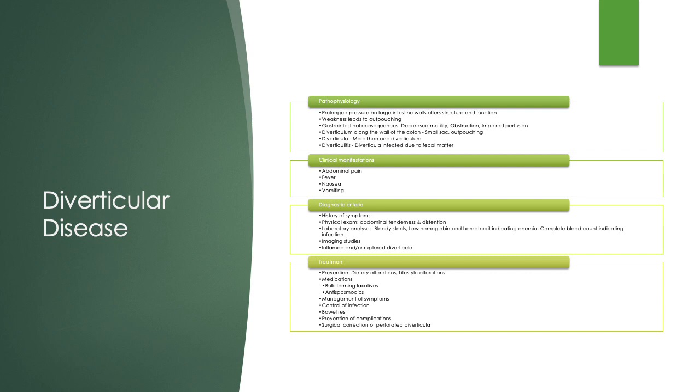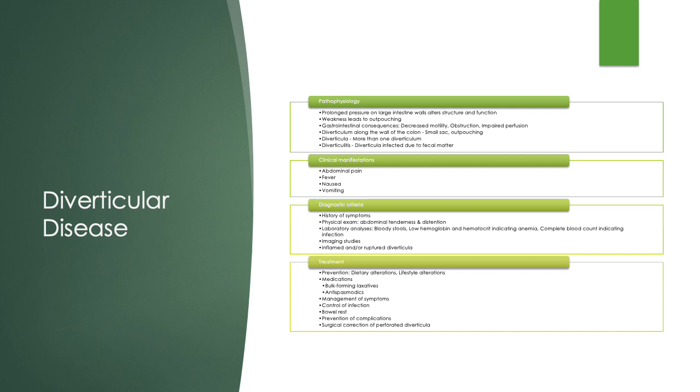the large intestine walls that alters the structure and function. So, this is a physical abnormality. Normally, we see consequences from this, such as decreased bowel motility, we see bowel obstructions and impaired perfusion. Normally, the diverticulum wall along the colon is outpouching or stretched. You'll see clinical manifestations as abdominal pain, fever, nausea, and vomiting.